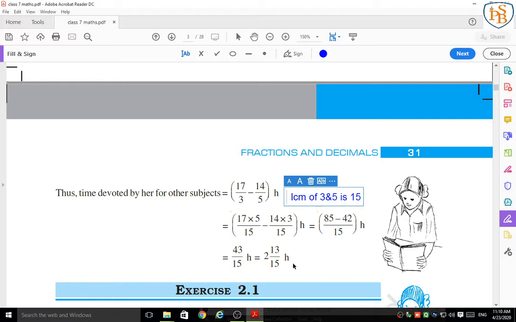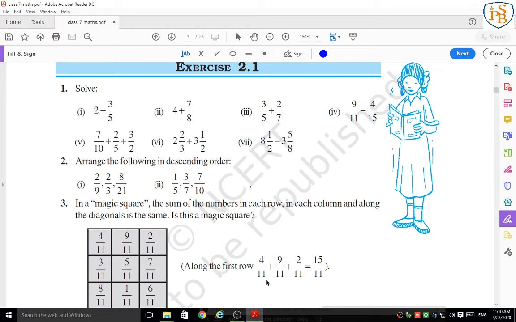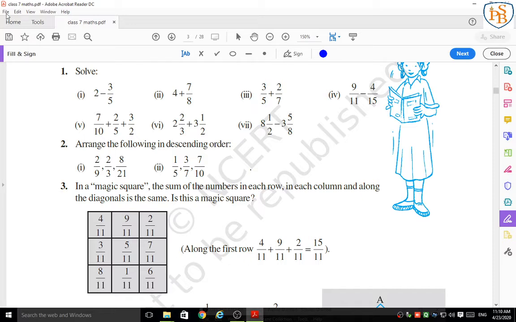Okay. Here is our explanation of the first point of fractions and decimals. Look here carefully, students. They give us exercise 2.1. In the first question they ask to solve different operations. In the second question they ask to arrange the following in descending order. In the third question, in a magic square, the sum of numbers in each row, in each column and along the diagonal is the same. Is this a magic square? So we have to find out whether it is a magic square. They also give us a hint.